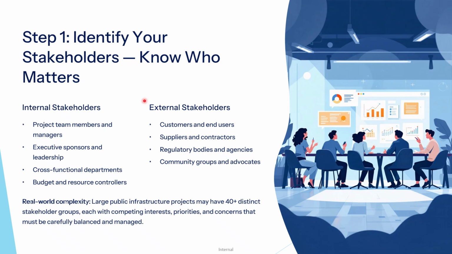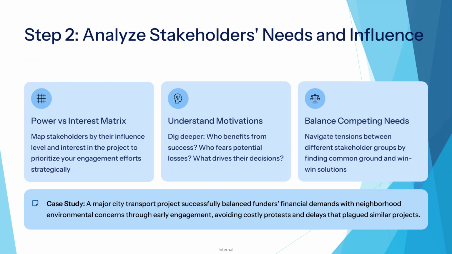What about the complexity? If there is a large public infrastructure project, there are 40 plus different types of stakeholder groups involved, and keeping their interest levels, their priority levels, and their concerns carefully managed is helpful to increase the chances of success.